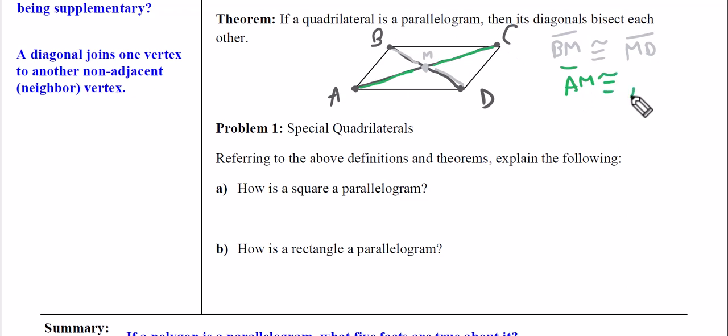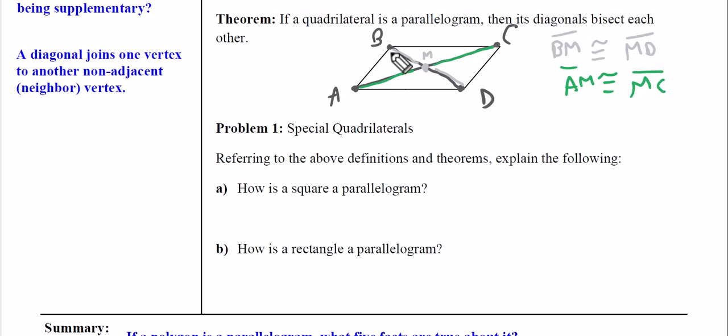Now, they're not all congruent to each other. They're just congruent to the other half of itself. So we can't say that BM is congruent to AM. Look at it. This gray part is short compared to this green part, which is long. So use your eyeballs to visually inspect the diagram to kind of confirm some realities here, right?